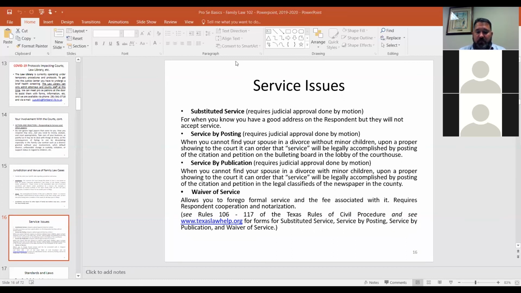So it's about getting someone properly in the case out of fairness towards them. You can't really want to rule on someone's divorce until they've been properly brought into the case. And typically, it's done through in-person service of somebody.